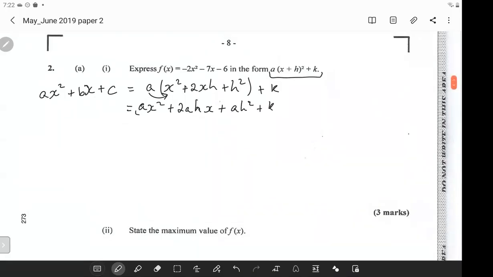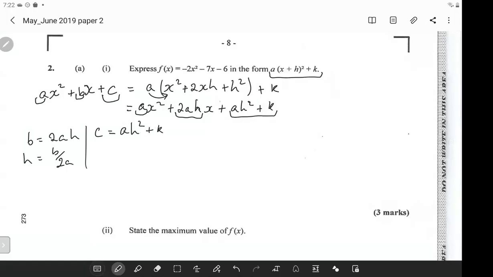So notice that this here doesn't give us any information if we compare coefficients. That is just a. So we need 2ah to be equal to b, and we need this thing here to be equal to c. All right, so the formula we get is b is equal to 2ah, so h is equal to b over 2a. c needs to be equal to ah squared plus k, because that is our constant term on the right hand side. So k is equal to c minus ah squared, and that is our formula.